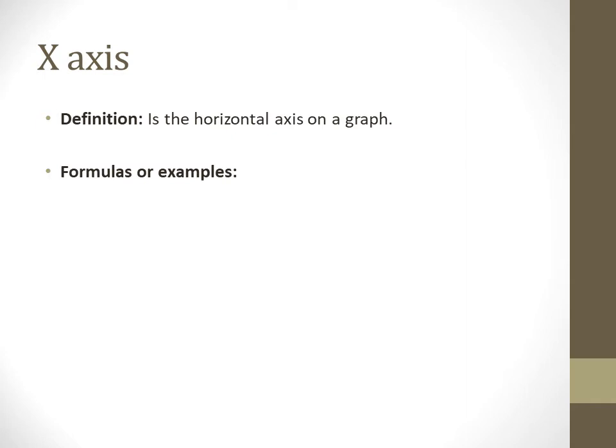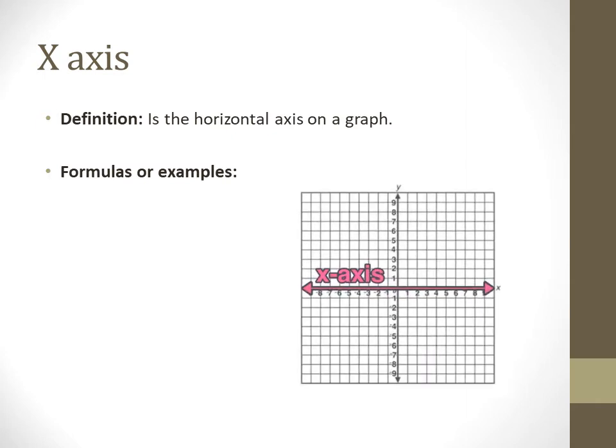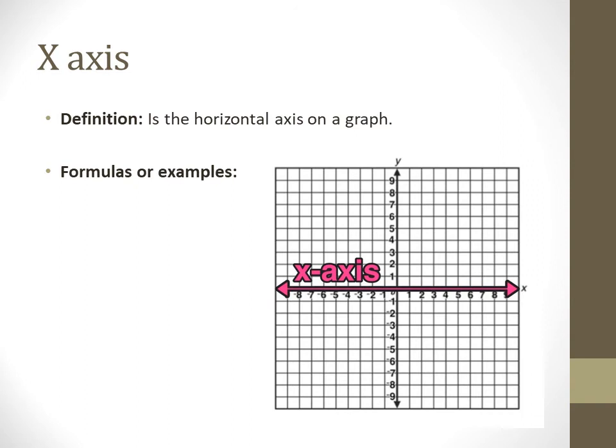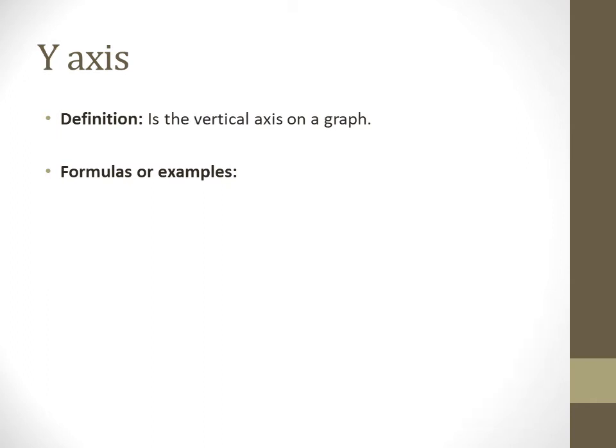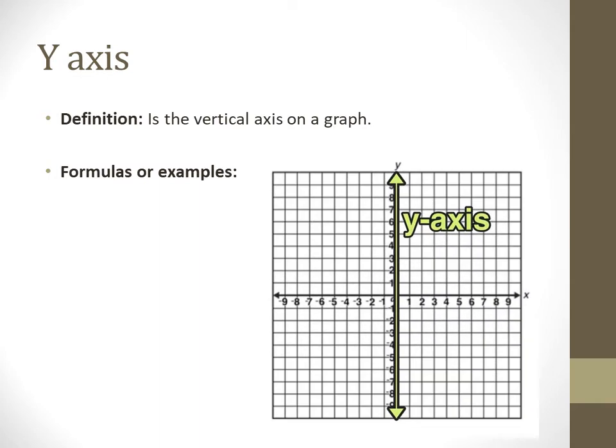A couple more, and I know you've probably seen this before, but I just want to make sure we know it in English and have it resting in our minds, okay? The x-axis. The x-axis is the horizontal axis on a graph. This is the axis or the line that goes left to right. It goes horizontally. On the flip side, we have the y-axis. The y-axis is the vertical axis on a graph. It's going up and down.